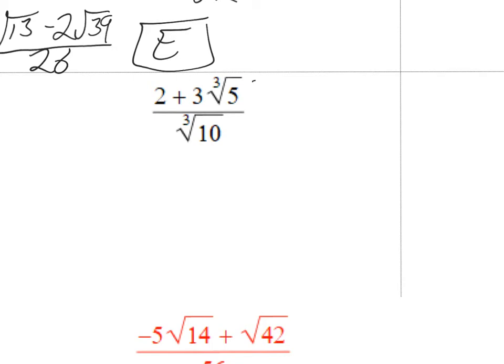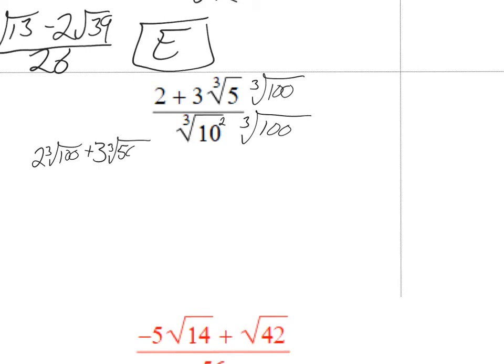Okay, so again, we have cube roots. What am I going to multiply to both of these? Well, I want to take this and I want to square it. So what's 10 squared? 100. So I have 2 cube root of 100 plus 3 cube root of 5 times 100, which is 500, over just a plain 10, because I'm getting rid of that cube root.